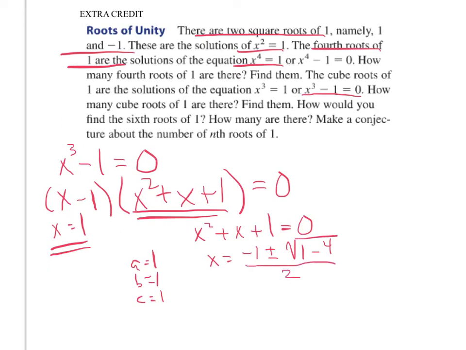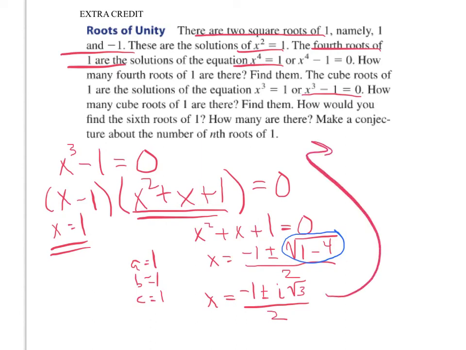And when we simplify this, we see that this part is imaginary. That's 1 minus 4, which is negative 3, and the square root of negative 3 is i times the square root of 3. And so we end up with x equals negative 1 plus or minus i times the square root of 3, over 2. And we write this as two separate complex numbers; we separate the fraction: x equals negative 1/2 plus or minus the square root of 3 over 2 i. These are the other two cube roots of 1. Notice that these two numbers are complex numbers, and they are complex conjugates as well.